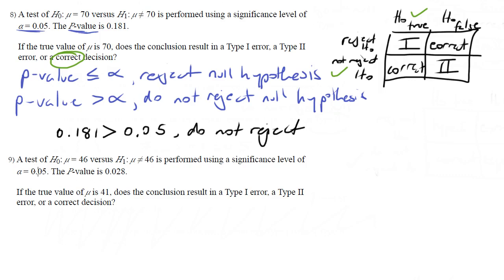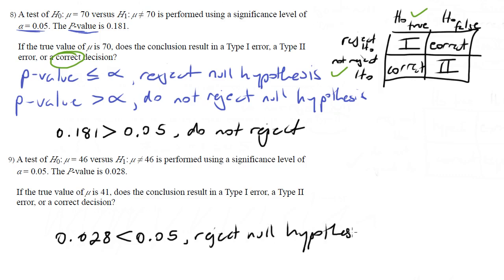Looking at the second one, the p-value is 28 thousandths. Alpha is 500ths. So in this case, the p-value is less than alpha. So we reject the null hypothesis. We're just comparing the two. If the p-value is less than or equal to alpha, reject the null hypothesis. If the p-value is greater than alpha, don't reject the null hypothesis. That's all we're doing here. Right?